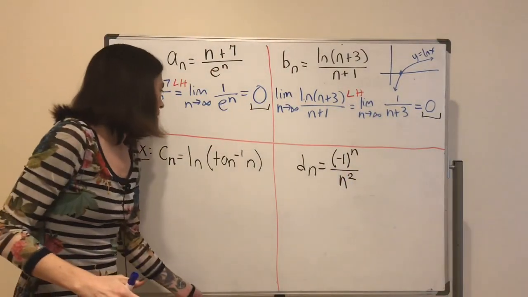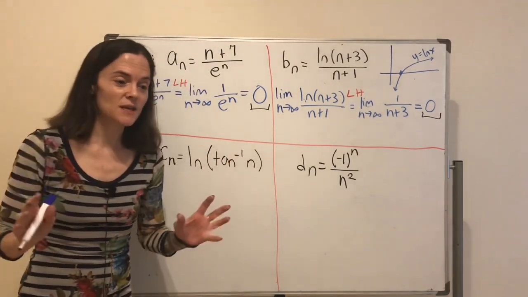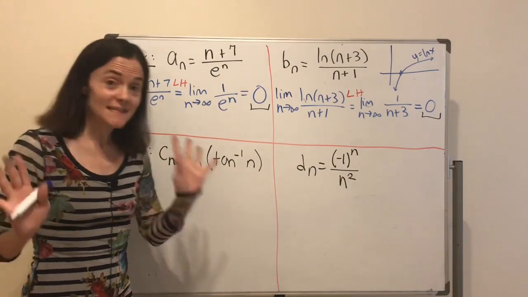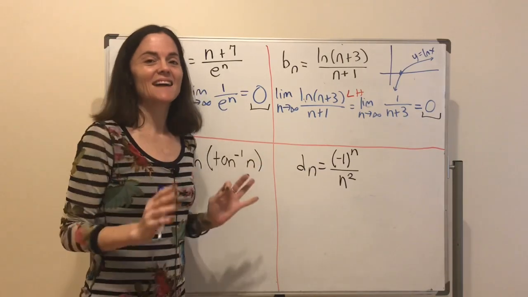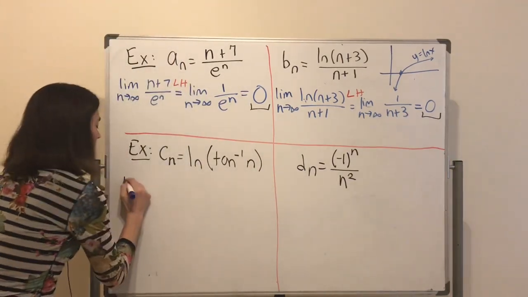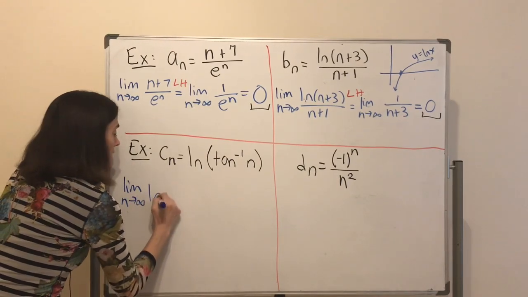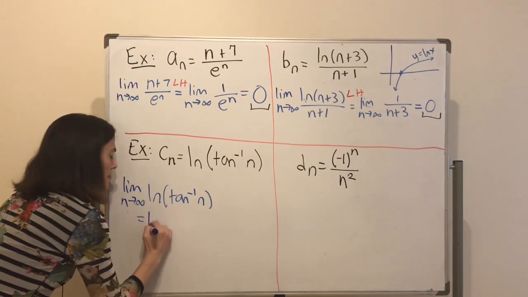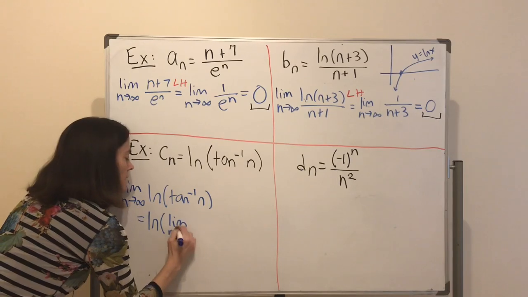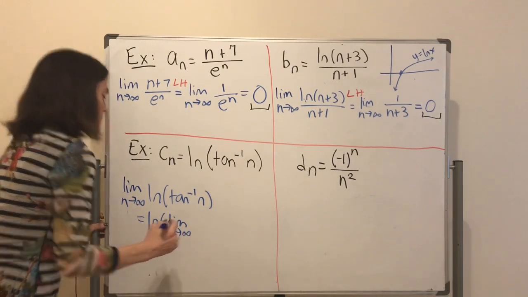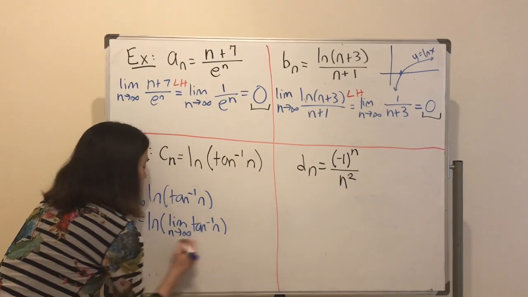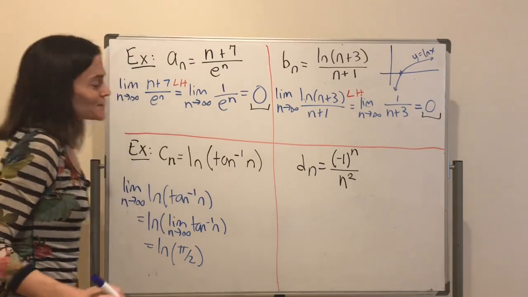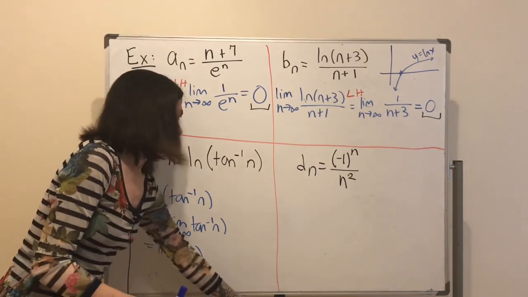Now in this problem, I mentioned one thing we can use: all the tools of limits for continuous functions. The natural log is continuous, which means we can bring the limit inside. So if we want the limit as n goes to infinity of the natural log of tan inverse of n, this would be equal to the natural log of the limit as n goes to infinity of the tan inverse of n. This, as we know, is pi over 2. So we get the natural log of pi over 2 for this limit. This is the answer.